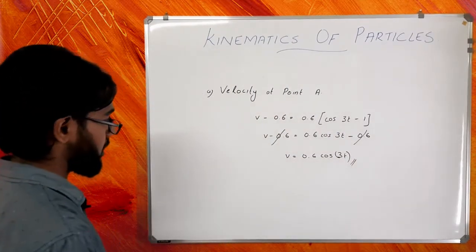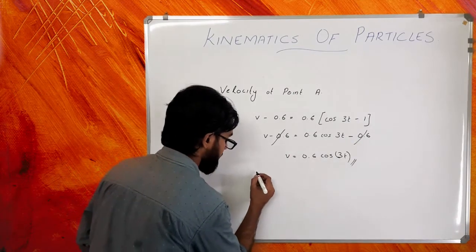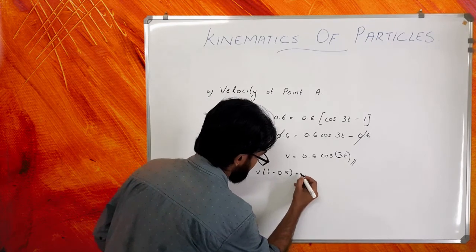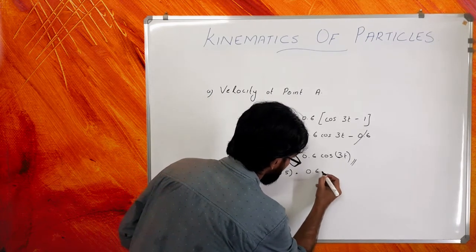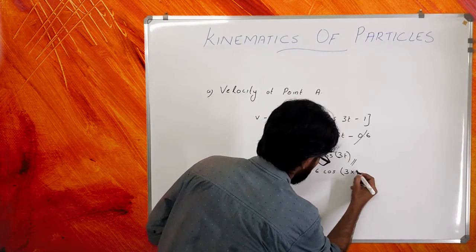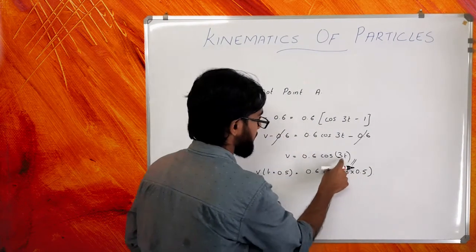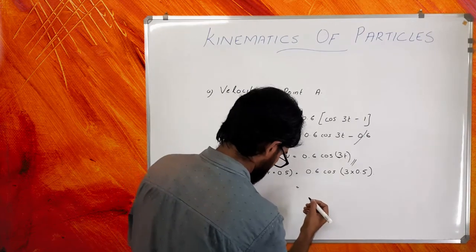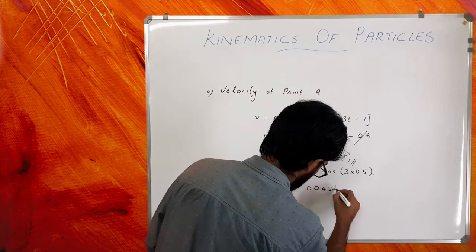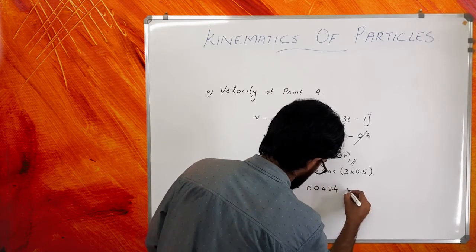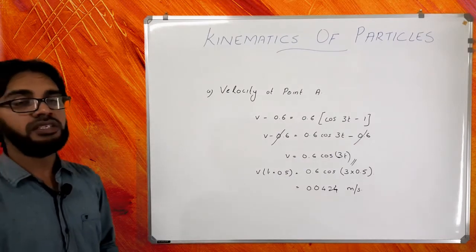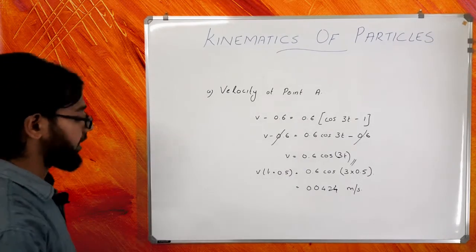Now what is the velocity at time equals 0.5 seconds? So I substitute the value of 0.5 in place of t. I'll get the answer 0.0424 meter per second. This is the velocity at point A.